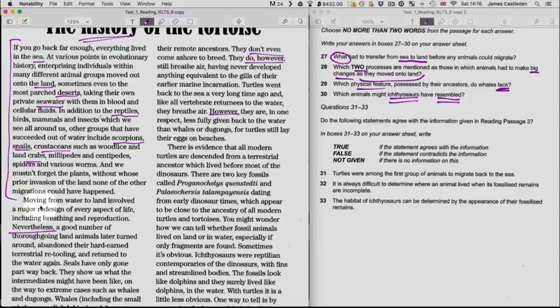Moving from sea to land would involve major design changes, including breathing and reproduction. Okay, we'll put a little star there because that's going to help us. There's evidence that all modern turtles are descended from a terrestrial ancestor which lived before most of the dinosaurs. So, evidence, descended from. Now this italicized stuff is useful.